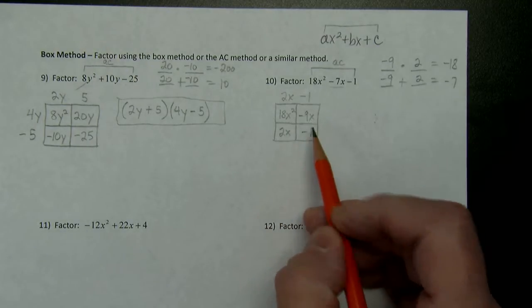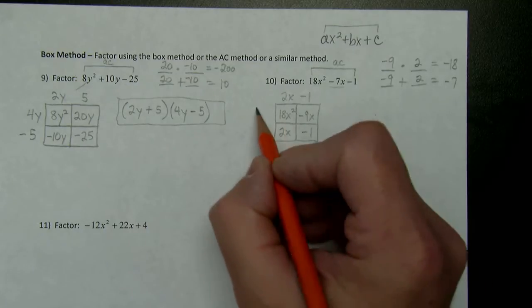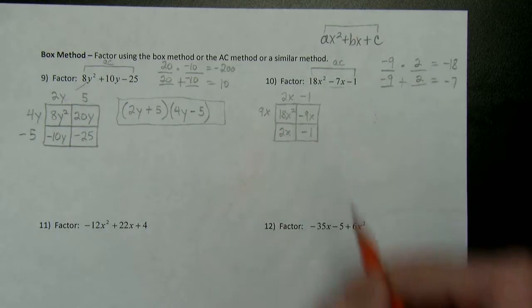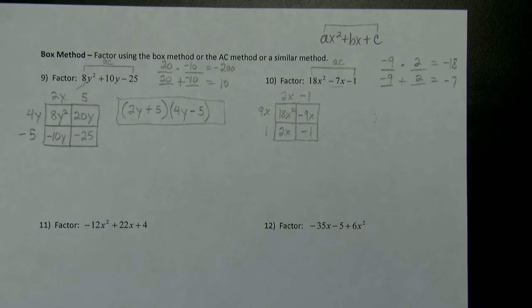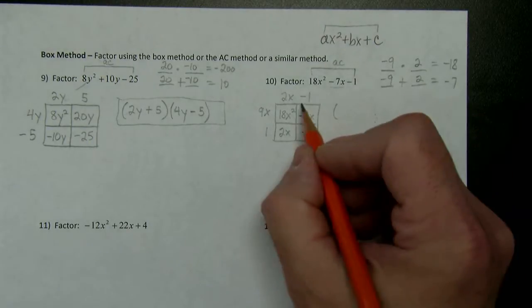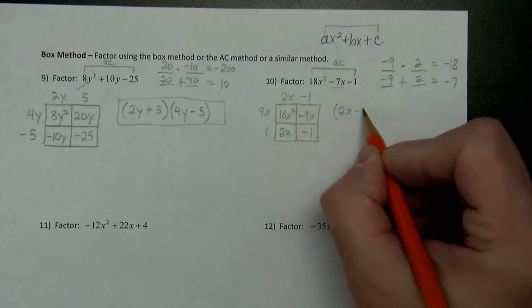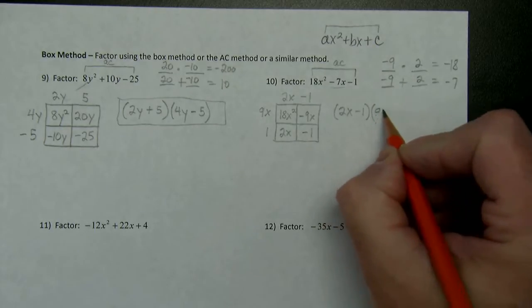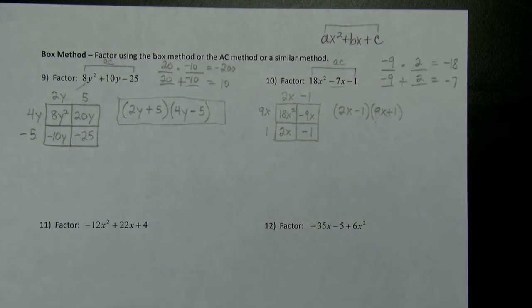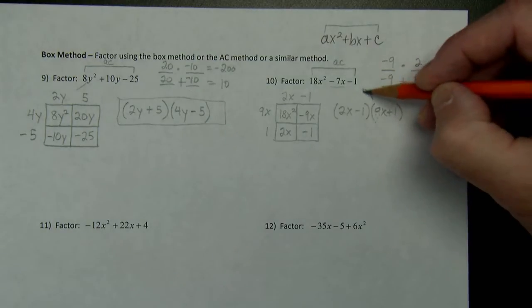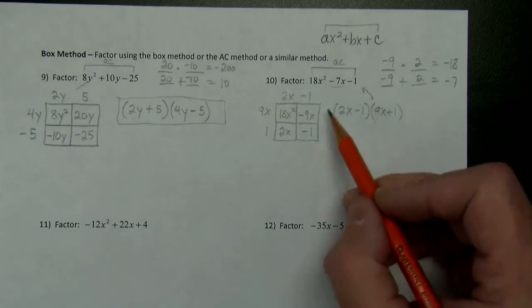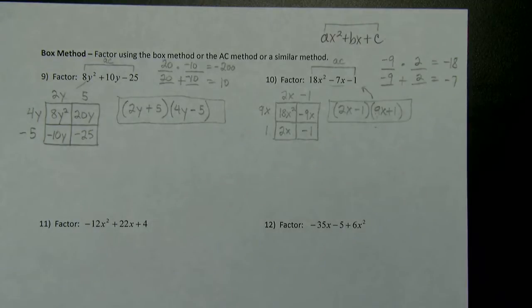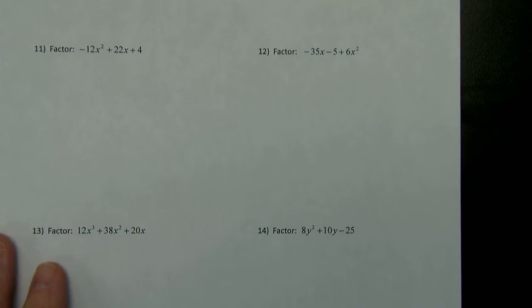18x squared and negative 9x. Let's see, since the first one is positive, we'll take a positive 9x. And 2x minus 1, again, there's no common factor there, so it's just positive 1. And so the way this factors is, now just pull them off: 2x minus 1 and 9x plus 1. You can double check that, FOIL it out, and it should be the same as what it started with. One more example of that, and we'll move on to another thing.